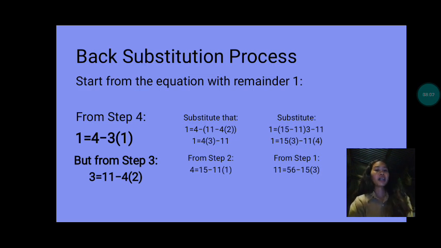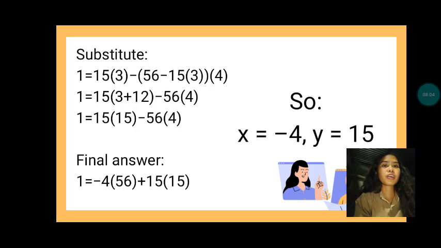Thus, everyone, here is our final answer: 1 is equal to negative 4 times 56 plus 15 times 15, which shows that x is equal to negative 4 and y is equal to 15. So that is our example number 1. Now let's proceed with example number 2.